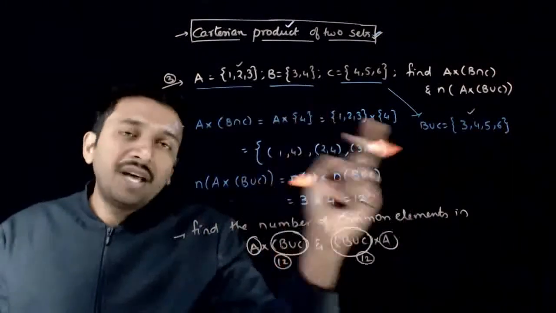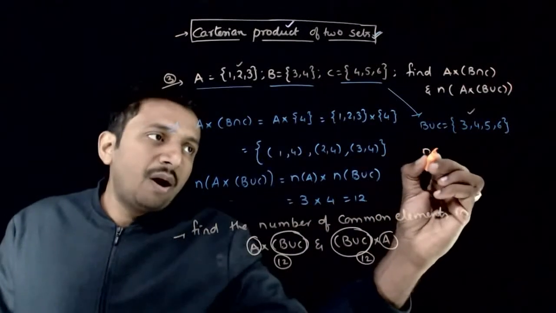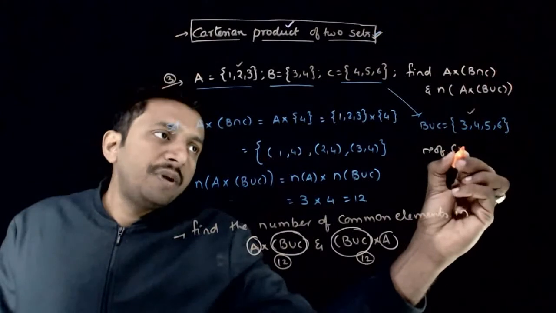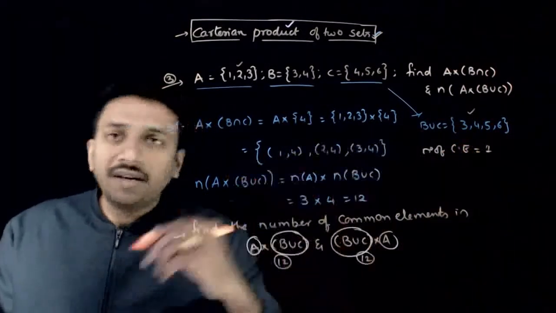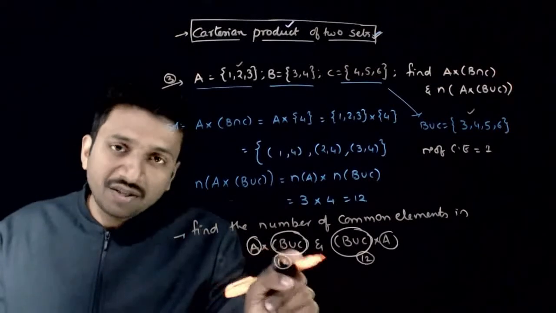So how many common elements are there in A and B union C? The number of common elements is nothing but 1, right? Because you have only 3 in common. So you have only 1 common element in these two.